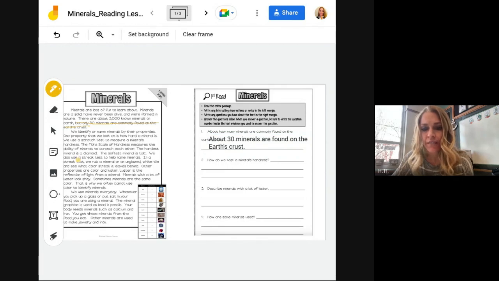Okay, so let's find that. And remember, we have to highlight our text evidence. So how do we test a mineral's hardness? Well, we need to look for, look right here. One property we look at is how hard a mineral is. Can you guys see that right there? Yeah. We use a scratch test to measure a mineral's hardness. Ooh, let's highlight that. Our question says, how do we test a mineral's hardness? The text tells us we use a scratch method, right? So this is our text evidence.